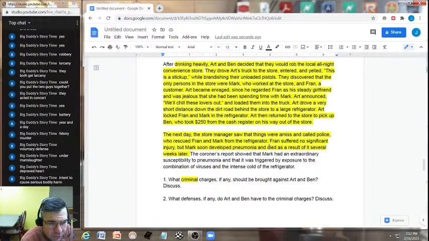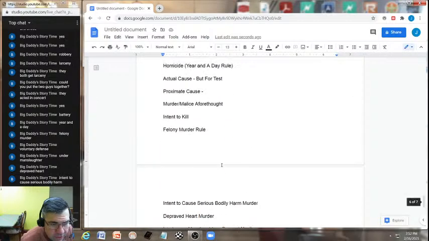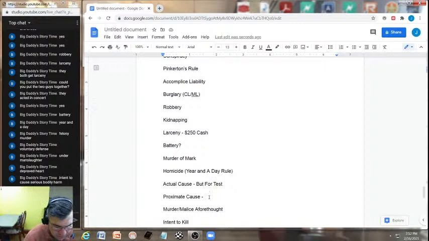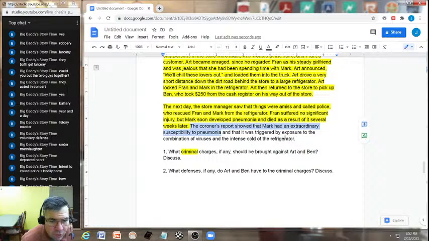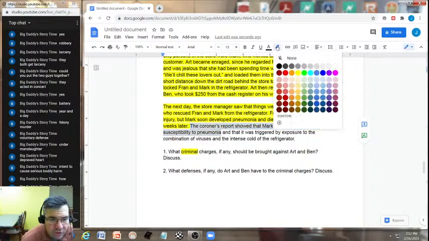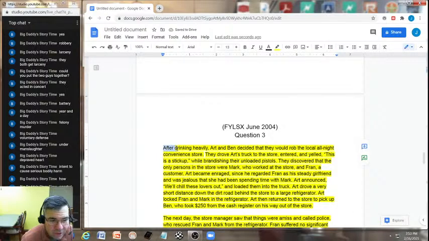Now the coroner's report showed that Mark had an extraordinary susceptibility to pneumonia. That's something we're going to talk about under proximate cause. This is where we're going to throw in thin skull plaintiff. And that it was triggered by exposure to the combination of viruses in the intense cold of the refrigerator. Eggshell skull, exactly. All this goes to that. So I think we've pretty much tackled all this. This is great. Make sure to highlight that too after this.